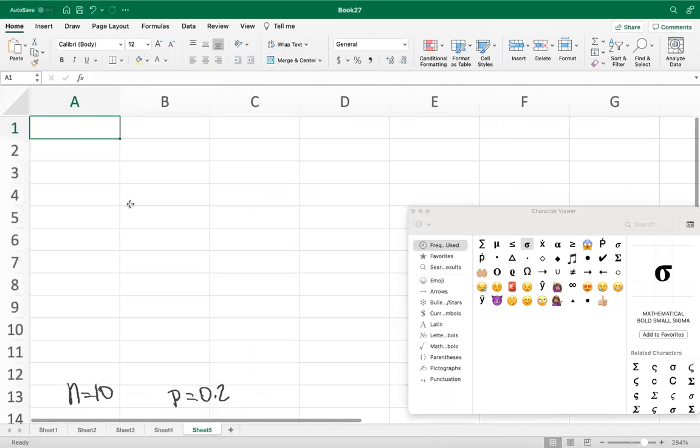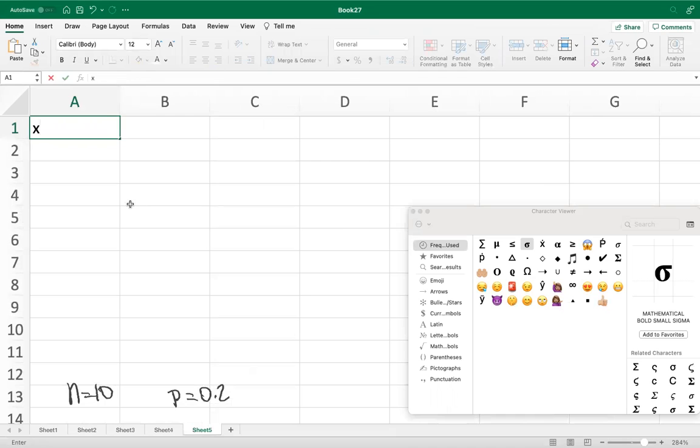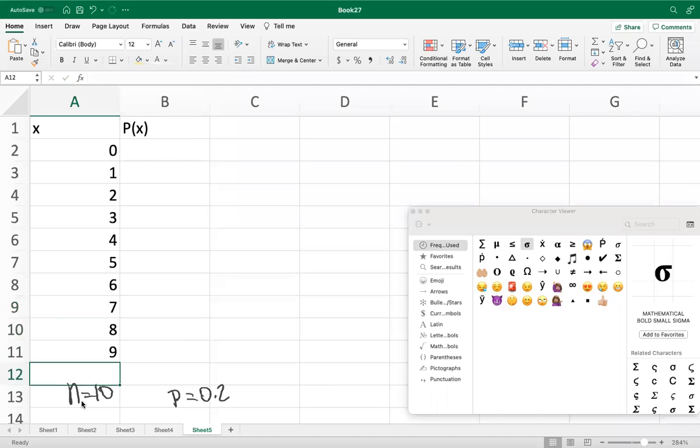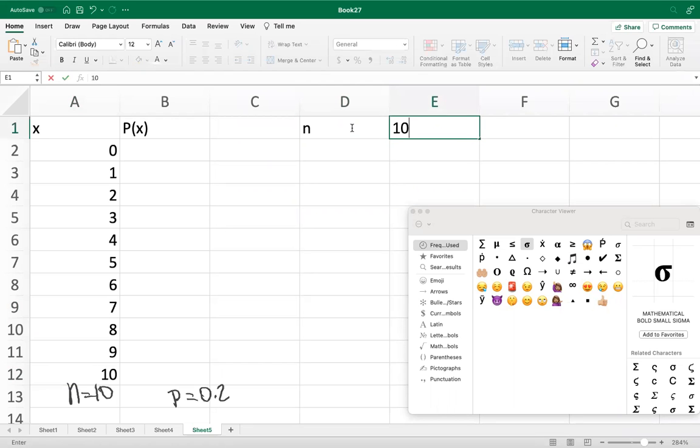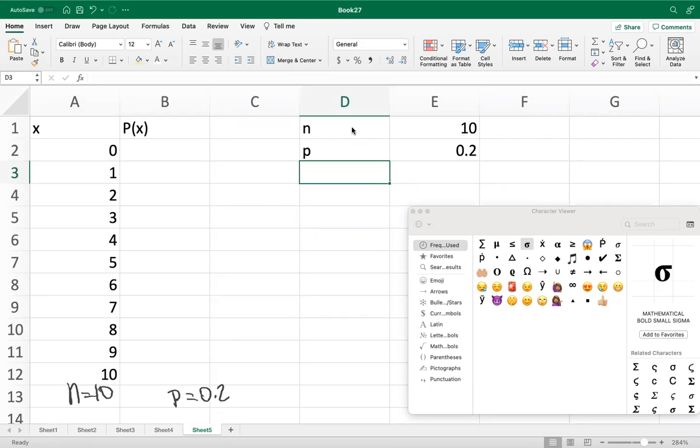All right, looks good. So here we have X, the probability of X. And notice here, n is equal to 10, so X could take on those different values. So we have 0, 1, 2, 3, 4, 5, 6, 7, 8, 9, 10. And here, just so we have this written down in a nice place, we have n is 10, p is 0.2, and that's all we need here.